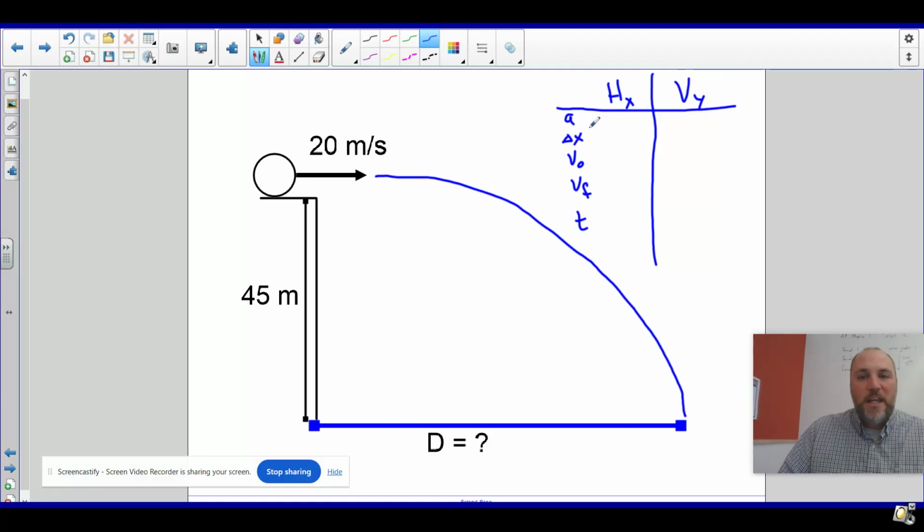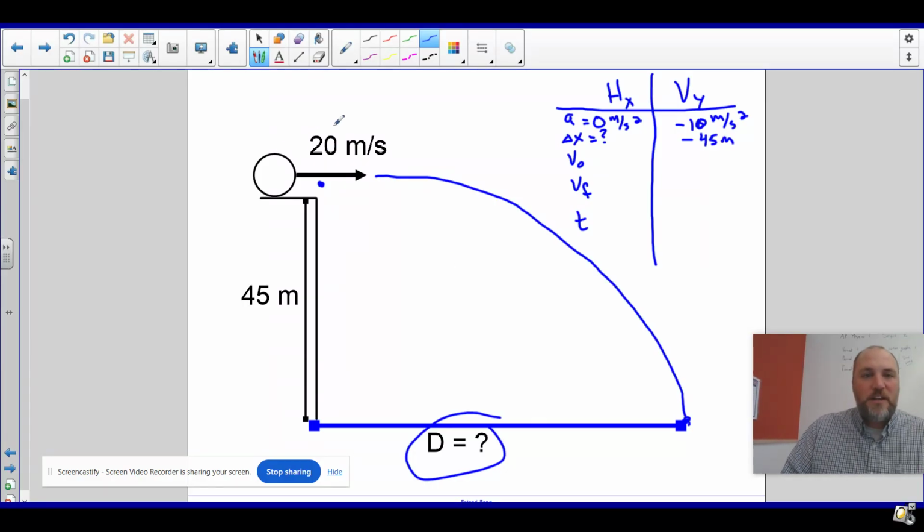So in the horizontal, I know there is no acceleration because gravity only affects the vertical. So my vertical acceleration is negative 10. In the horizontal direction, I want to find the distance. I don't know it yet, so I'm going to leave that as a question mark. And in the vertical direction, from where I start to where I end up is 45 meters down. So I'll put negative 45 meters for my vertical displacement.